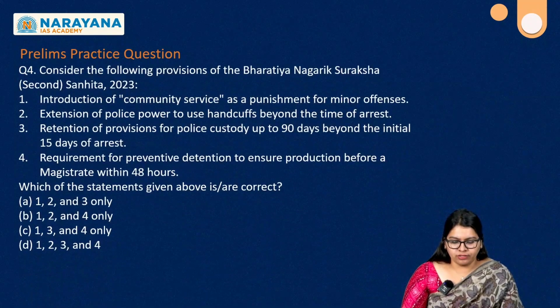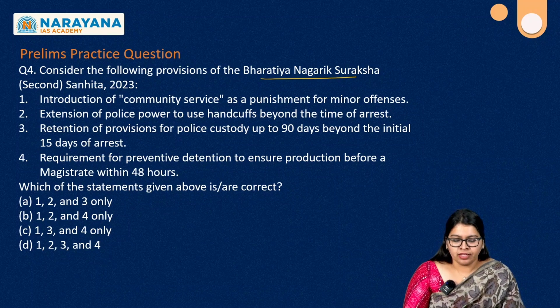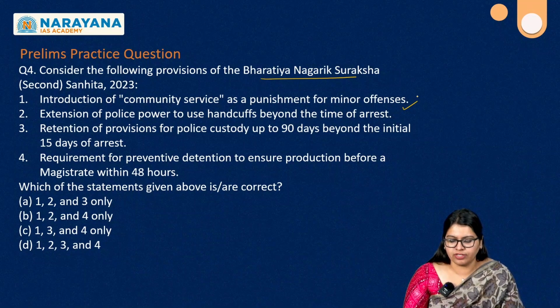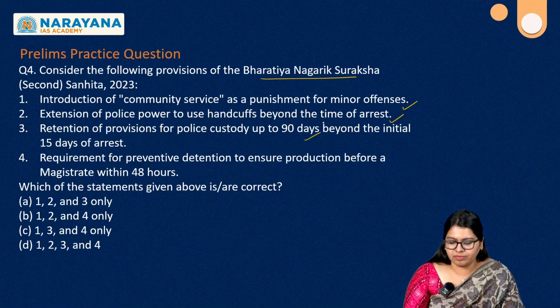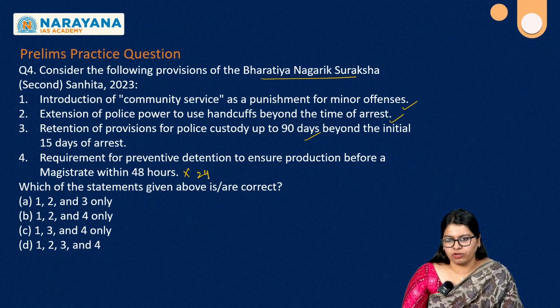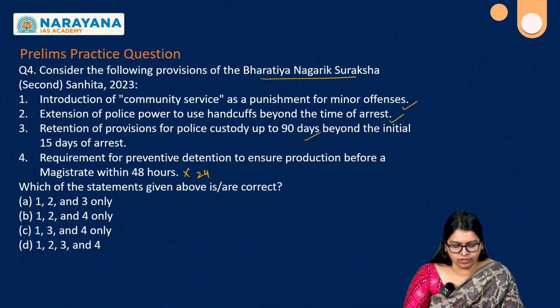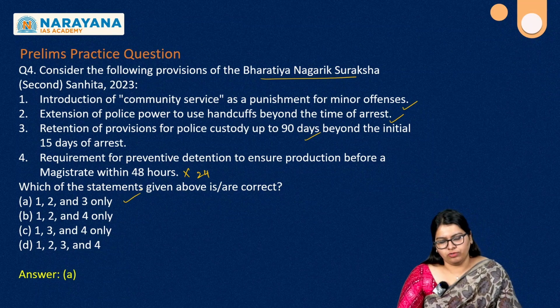Moving on, the fourth question reads, consider the following provisions of Bharatiya Nagarik Suraksha Sanhita 2023. Introduction of community service as a punishment for minor offences. Yes, correct. Extension of police power to use handcuffs beyond the time of arrest. Correct. Retention of provisions of police custody up to 90 days beyond the initial 15 days. Correct. And requirement for preventive detention to ensure production before a magistrate within 48 hours. No, this is 24 hours. So which of the statements given above is or are correct? A, 1, 2 and 3 only, 1, 2 and 4 only, 1, 3 and 4 only, and all the above. As per the options, option 4 is wrong. So A, 1, 2 and 3 only.